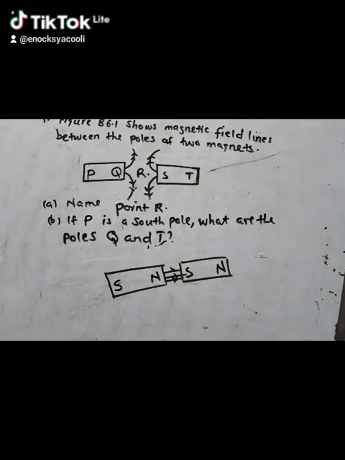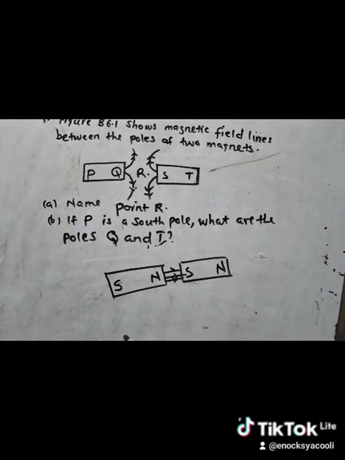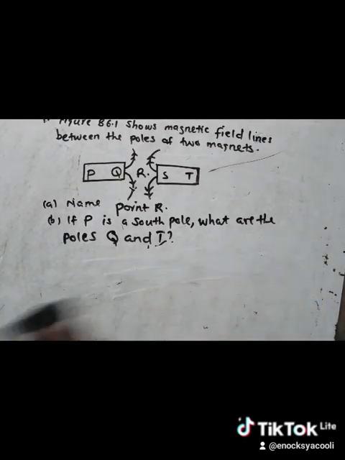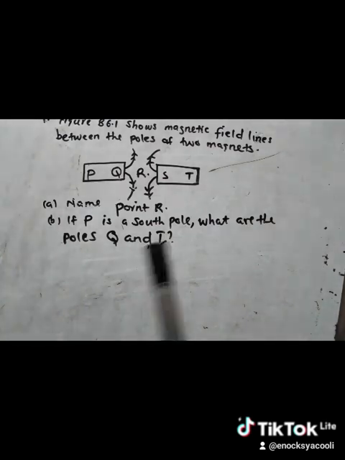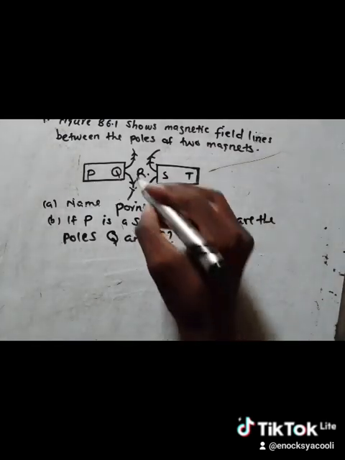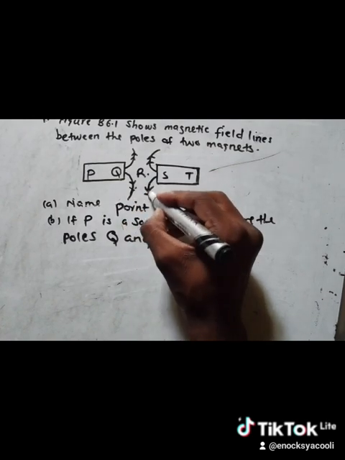So maybe in your exam they'll ask you to state the law of magnetism. Now how can you state the law of magnetism? You just say that like poles repel and unlike poles attract each other. That's the law of magnetism, nothing else. So now let's try to answer the questions that we have here.